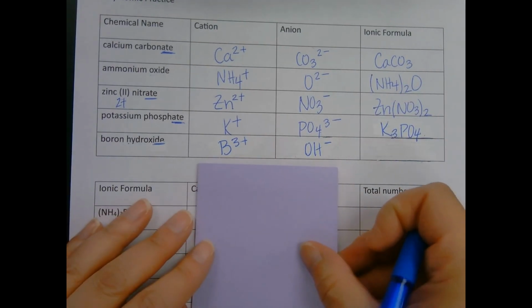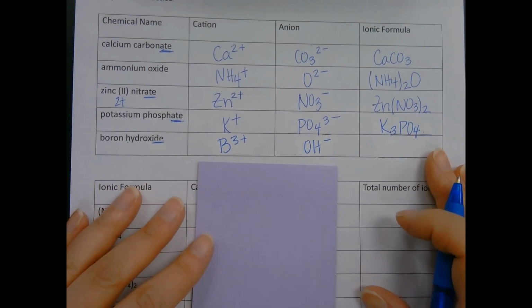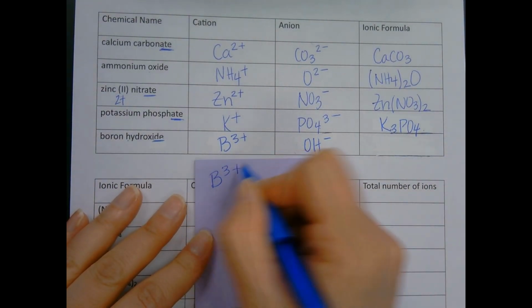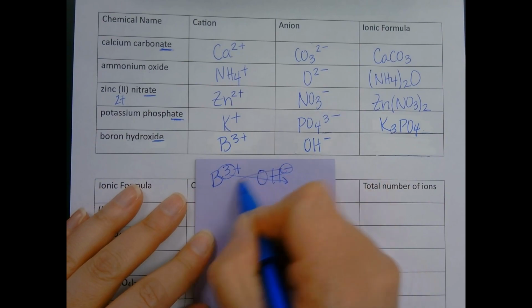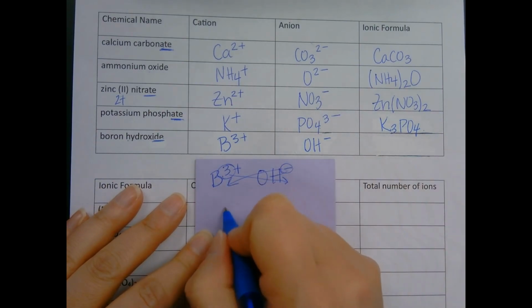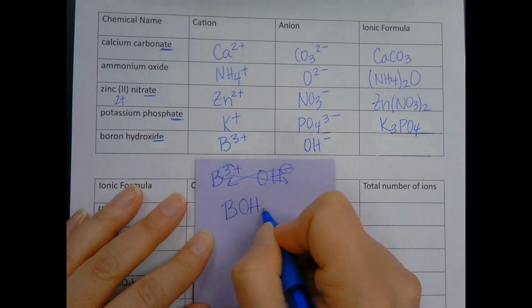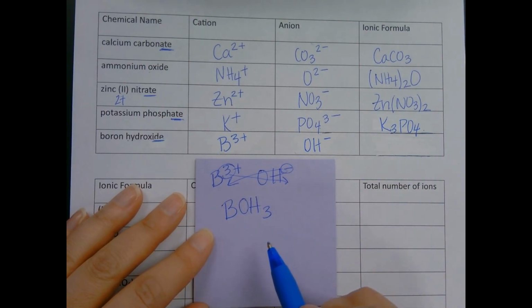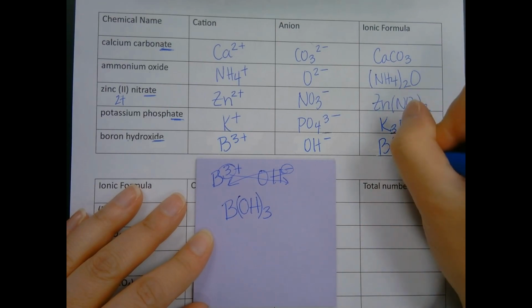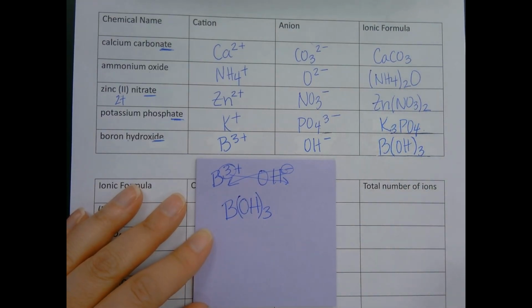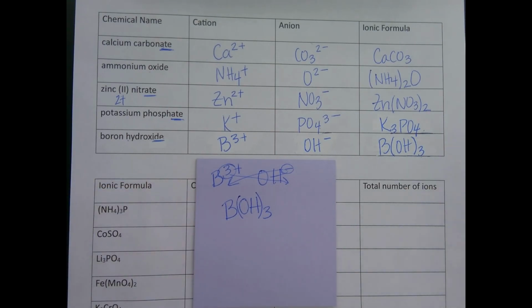Now this is where I see students make the most mistakes, specifically with hydroxide. We have boron 3 plus and hydroxide 1 minus. When we crisscross these charges and drop the plus and minus, we have B OH 3. This is what I see students do the most, and this is incorrect, because what this is saying is that there are 3 hydrogens, but what we really need are 3 hydroxides. So this is one place to really make sure you've got those parentheses, B(OH)3, showing that you have 3 of the hydroxide units.